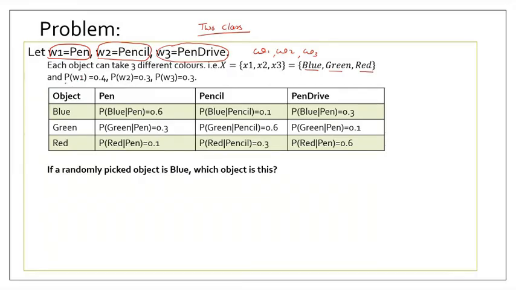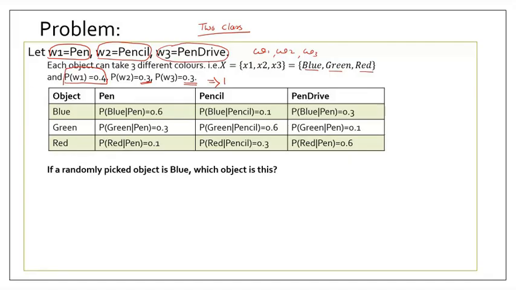Now, as per our knowledge, we have the probability that in a given set of objects, 0.4, that is 40% of the objects are pens, 30% of the objects are pencils, and 30% of the objects are pen drives. So the total is 1. You can note down.